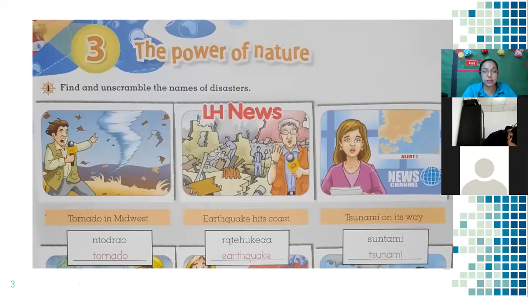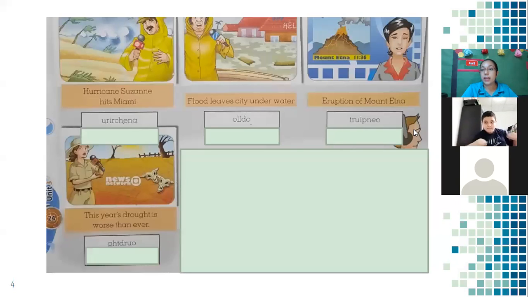So these are expressions that we use. The majority of reporters can use them when they report an accident or maybe a natural disaster. So let's see the next part. We find and unscramble. We have the first three words. We continue with the next one. Okay, Carlos Cornejo.